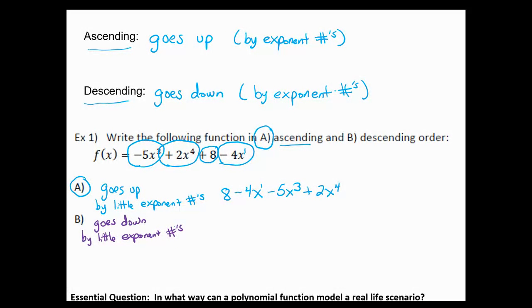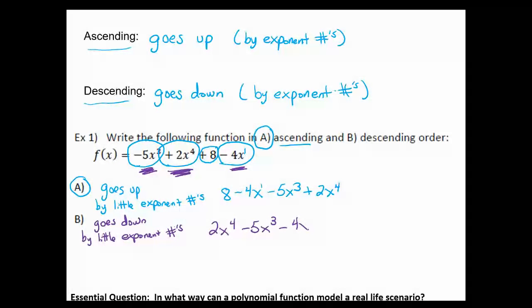Goes down. So start with the highest. So now we're going to start with 2x to the 4th. Go down, negative 5x cubed. Go down by the little numbers. Negative 4x to the 1, right? And then the item that doesn't have an x.